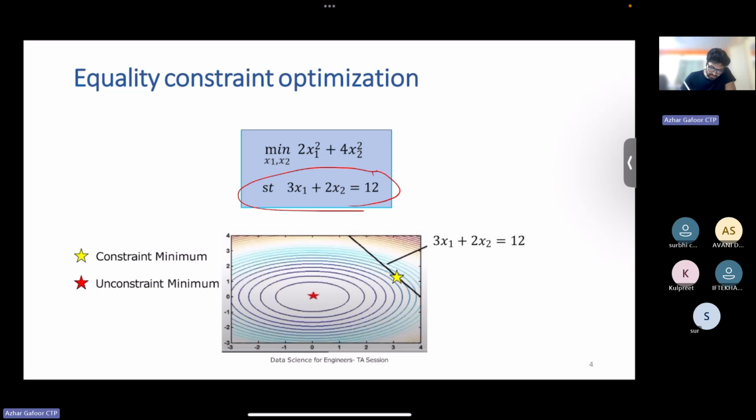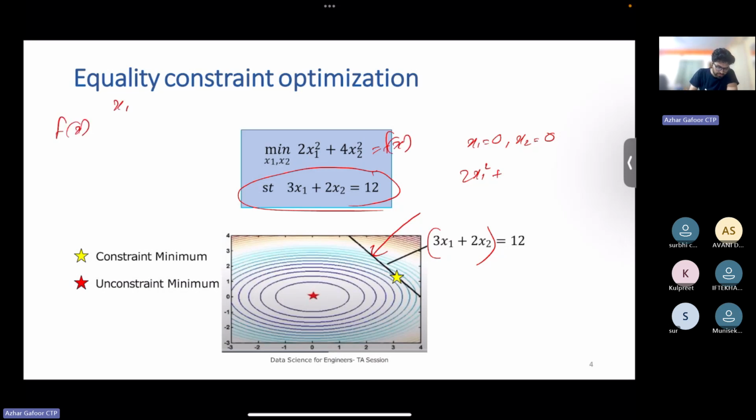Here, the black line is the line represented by 3x1 plus 2x2 is equal to 12, whereas the circles represent the contours of the function. If you put x1 equal to 0 and x2 equal to 0, we get the function 2x1 squared. Let's say this is f of x, a function of x1 and x2. If x1 and x2 are equal to 0, then f of x is also equal to 0.